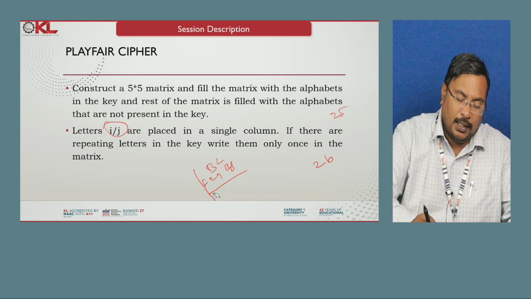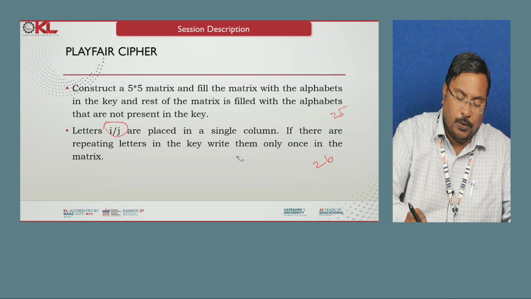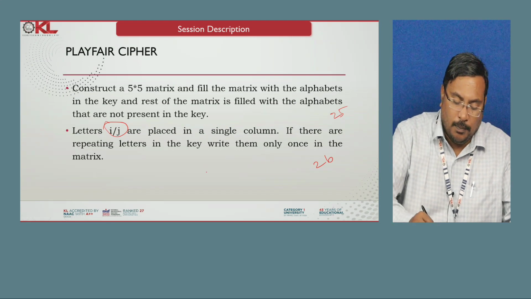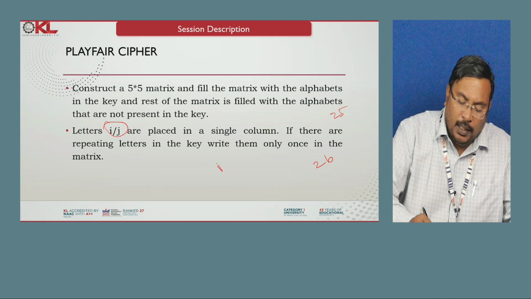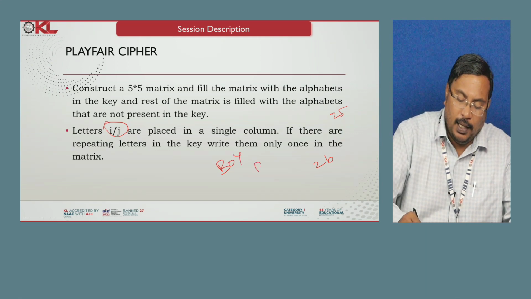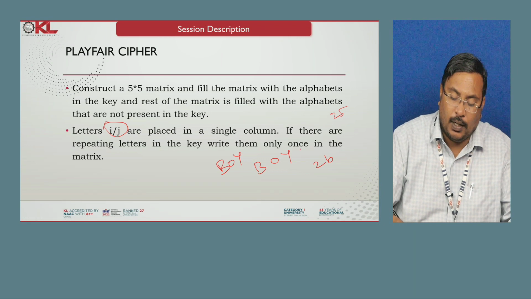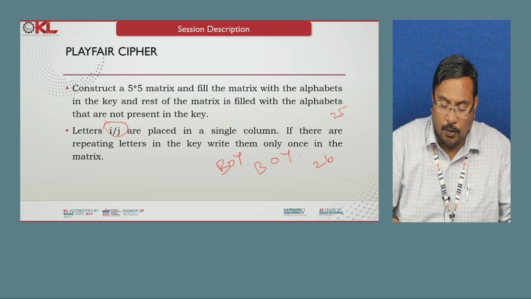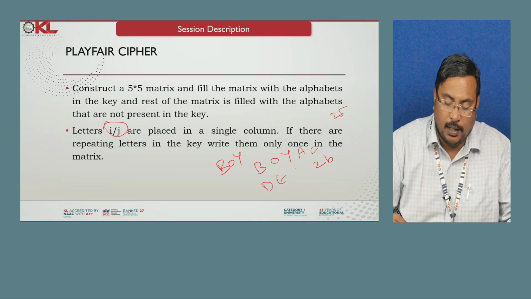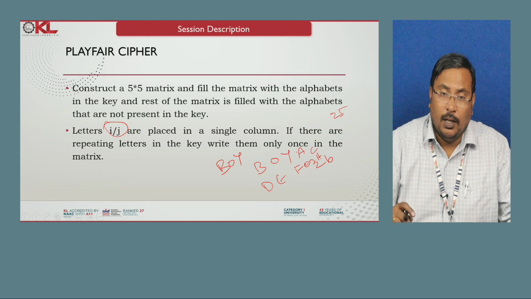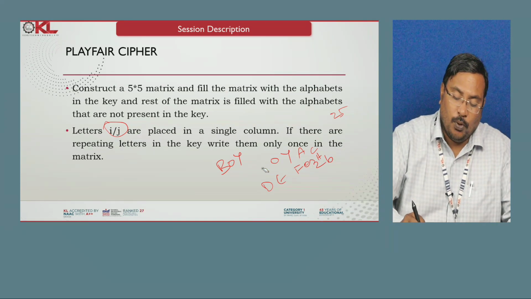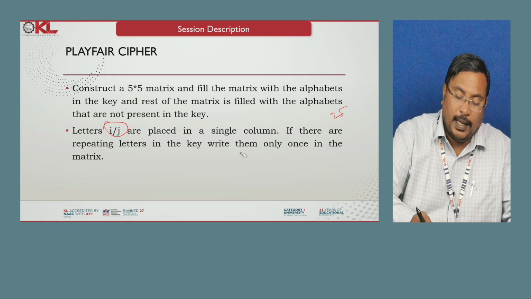Suppose the key is BOY. First, the key is filled in. After that, A is there, no A. B is here, so C, D, E, F, G, H and so on. Whenever you get a letter like O that is already written, we will discard it and move to the next letter.